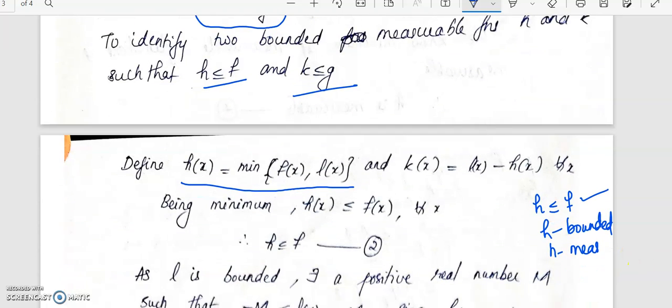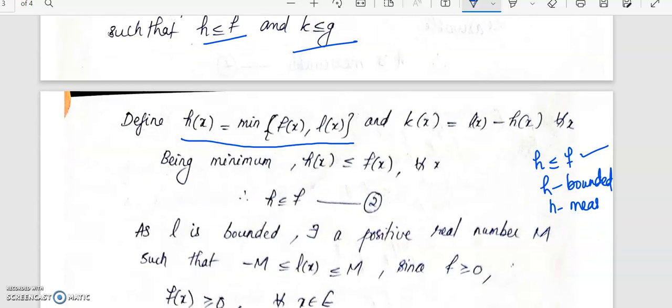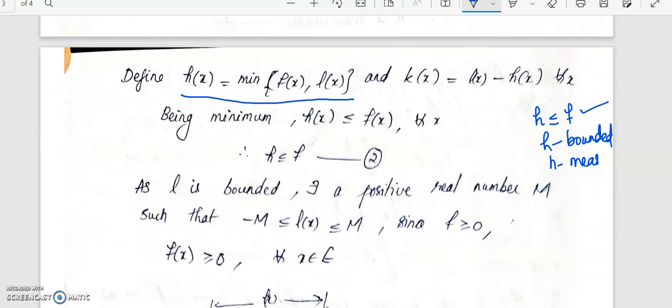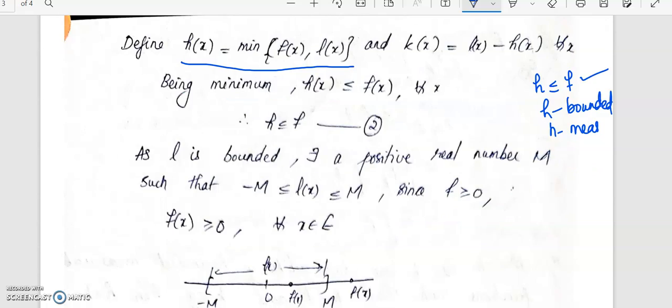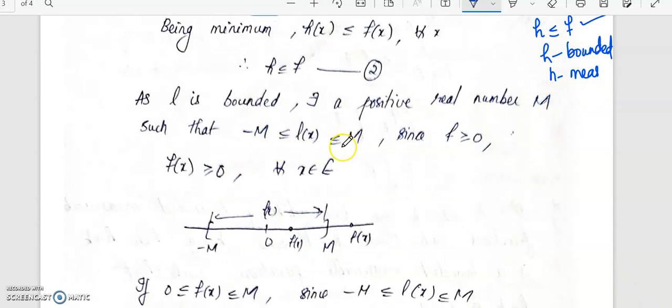So L is a bounded measurable function, which means L has an upper bound and a lower bound. So we can find a real number m such that L lies between minus m and plus m. That is by the property of a bounded function. Now our f is a non-negative function, so f will always be greater than or equal to 0. Okay, so our values will be like this.